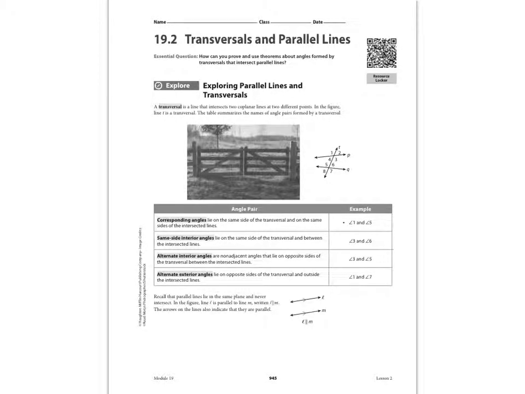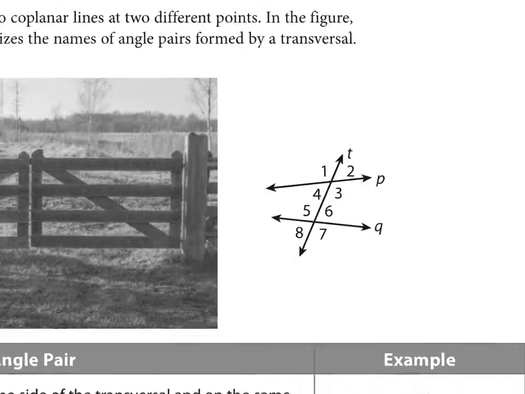Let's take a look at lesson 19.2, Transversals and Parallel Lines. In this lesson, we're going to be looking at angle relationships when we have two parallel lines cut with a transversal, and that's a new vocabulary word. In the last lesson, recall that we learned about two angle relationships, but those are when we have just two intersecting lines. So let me show you what that means here on this picture.